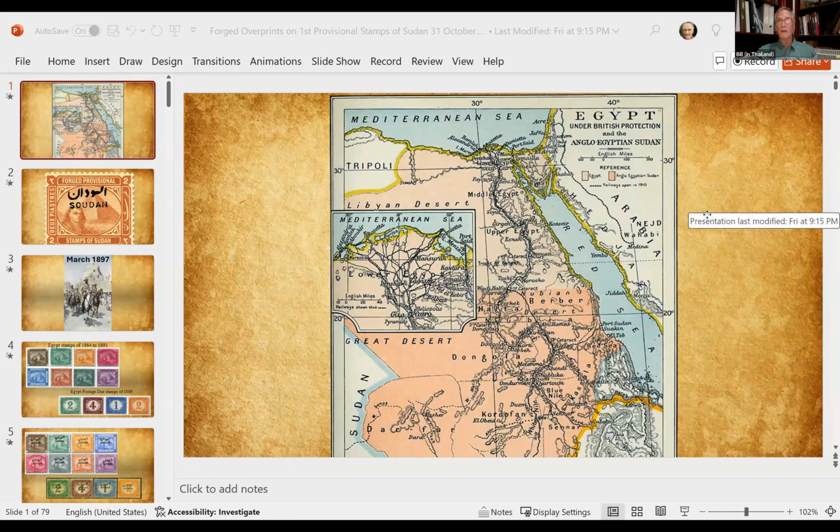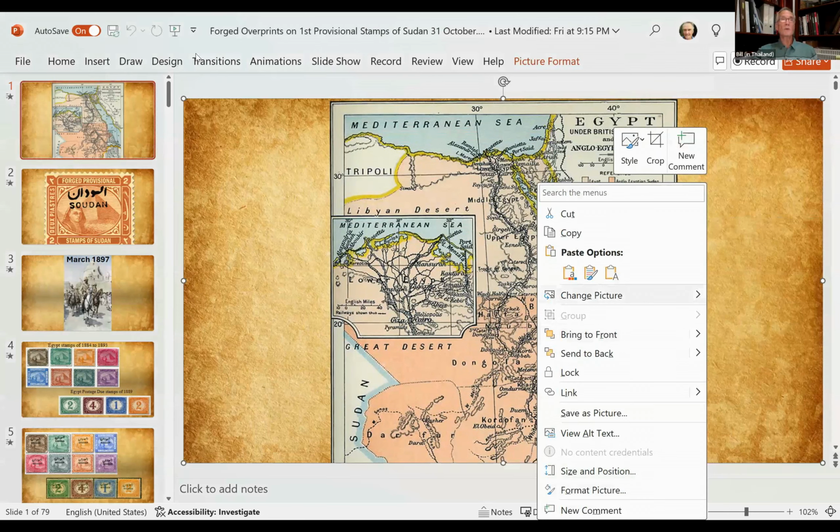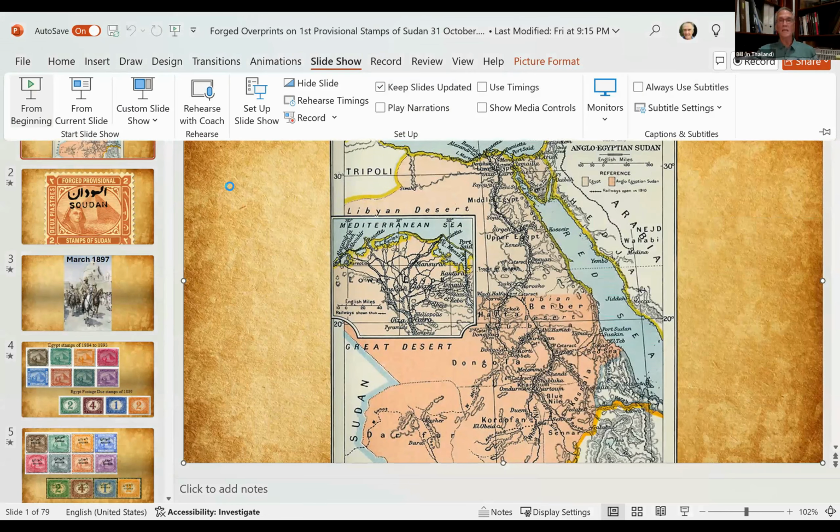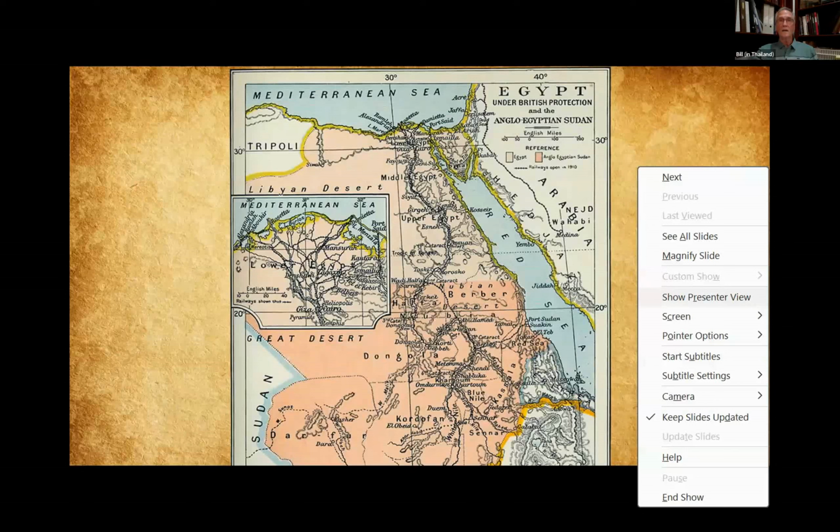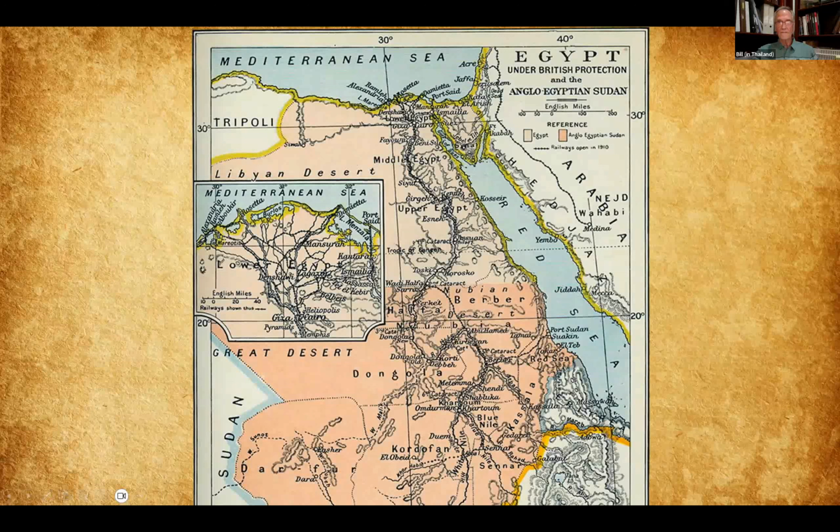I realize I should have switched over to, okay. Now, can you see that map? And oh, no, you can't see it yet. Hang on a second. Slideshow from the beginning. Okay, now. Okay, can you see this map now? Yes. Okay, you all see the map. Okay, that's page one of my presentation.